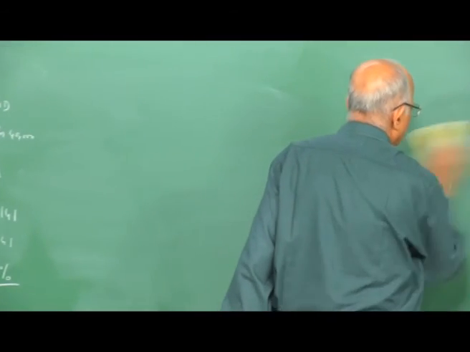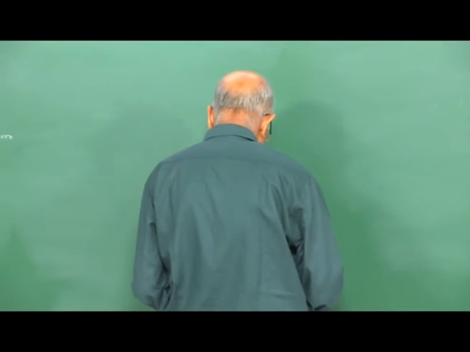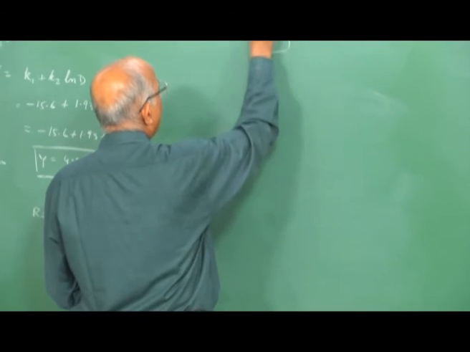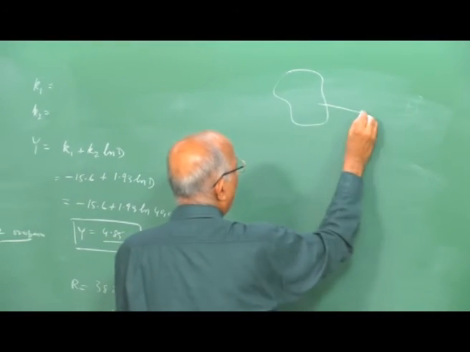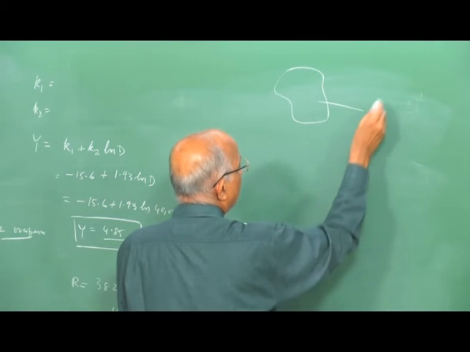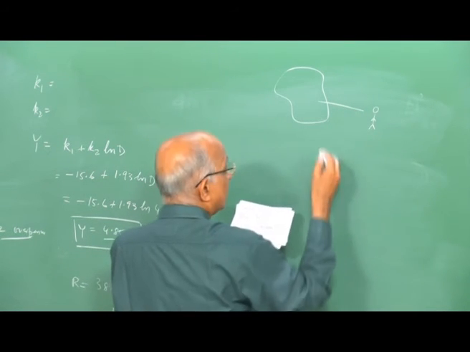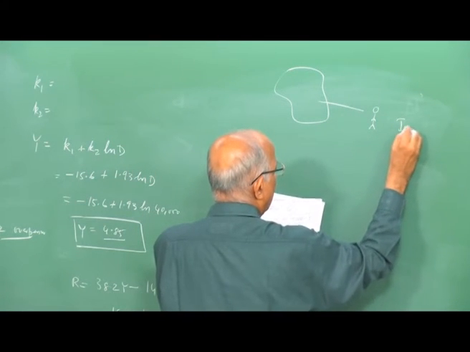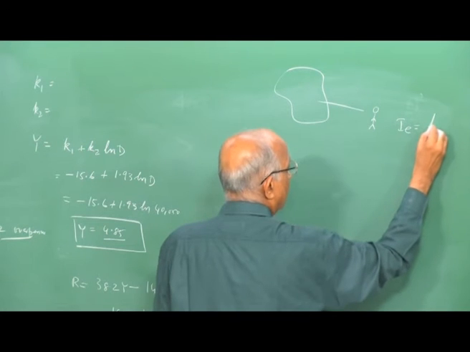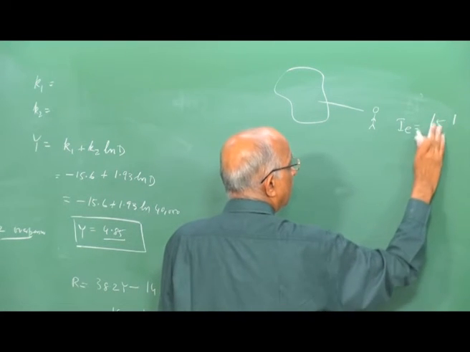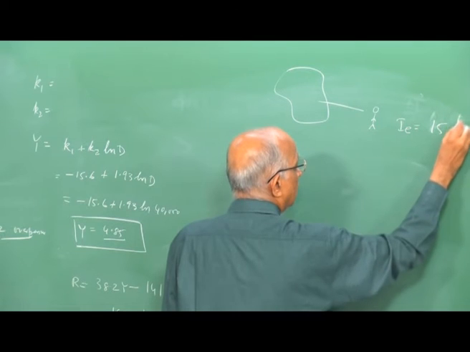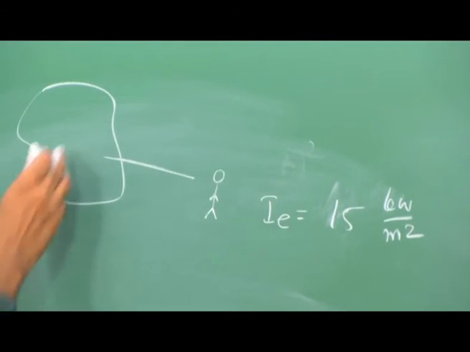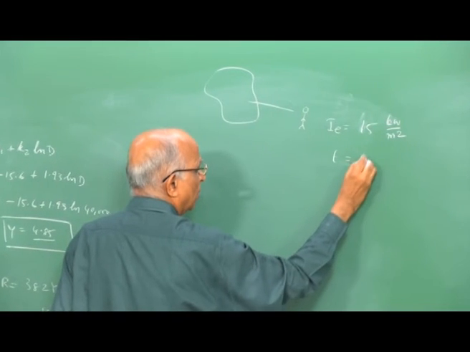Let us consider the case where I have a fireball, and the heat radiation from this fireball onto certain people around the fireball at some distance, let us say, has an intensity of heat radiation equal to 15 kilowatt per meter square. Let us say this fireball is there for a time equal to 1 minute.